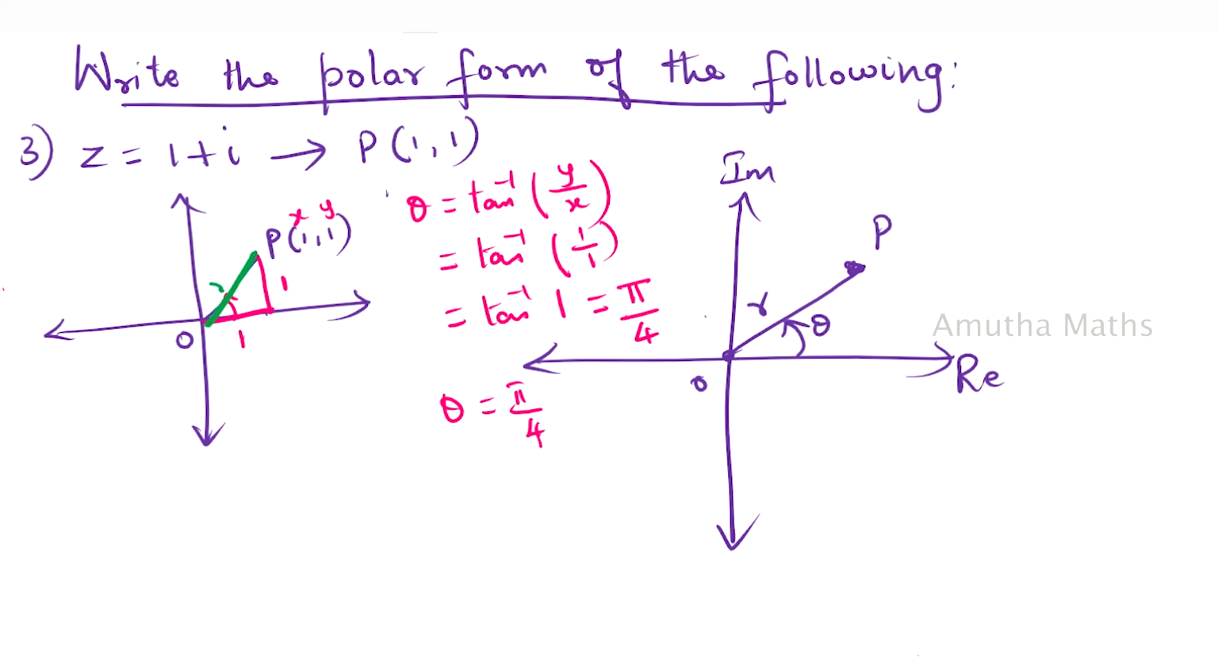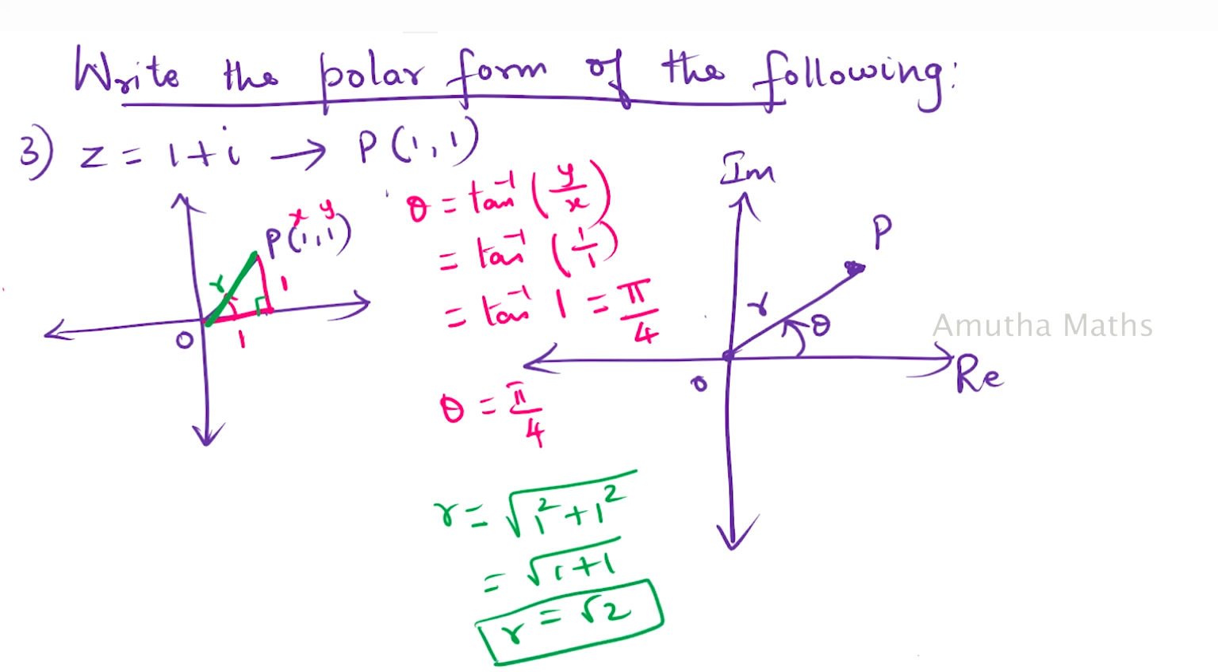Now what is r? We want this distance, isn't it? So this distance is r. We need this distance. So r, by Pythagoras theorem, the square on the hypotenuse is equal to the sum of the squares of the other two sides, the adjacent side square plus the opposite side square. So r is equal to root of 1 square plus 1 square, that is equal to root of 1 plus 1, that is equal to root 2. So here r is equal to root 2, and here theta is equal to pi by 4.